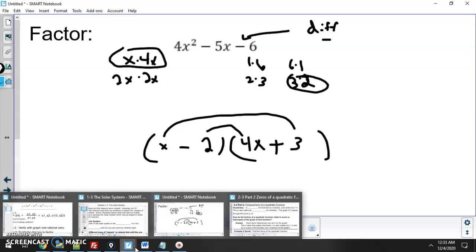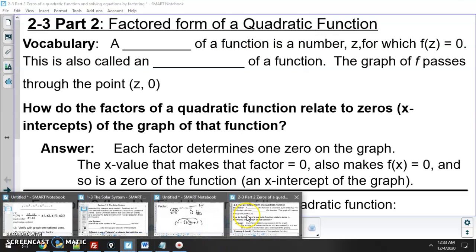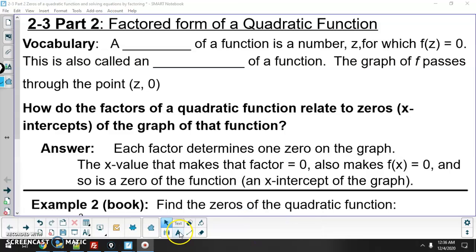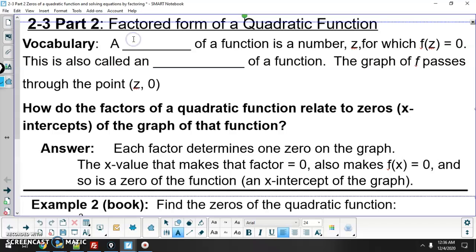All right, now let's go on to the new part, part 2. Factored form of a quadratic function. So we learned about vertex form, standard form, and this is factored form. So we need to know how to factor to do factored form.